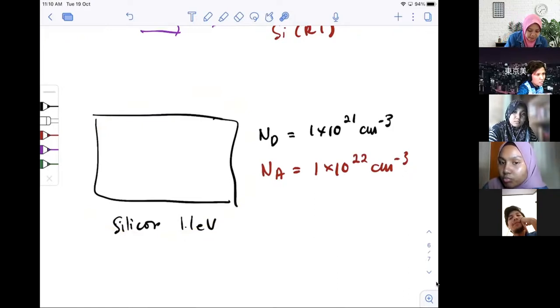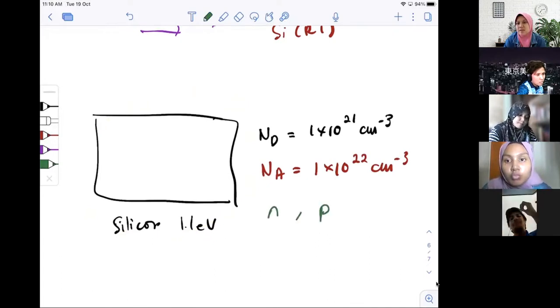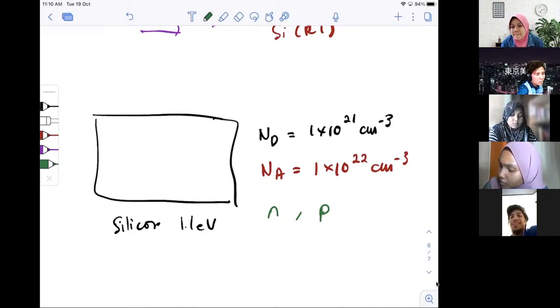My P, because we had this earlier, we have N, we have P. What is my hole concentration? 10. 10 what? Centimeter cube. 1 times 10 to the power of 1 per centimeter cube. Why? Because the donor fills the holes of the dopants.